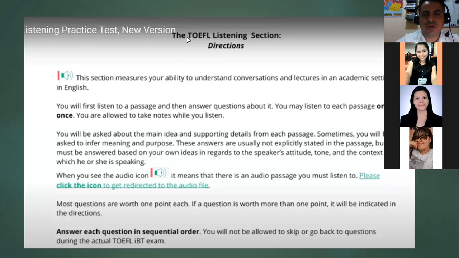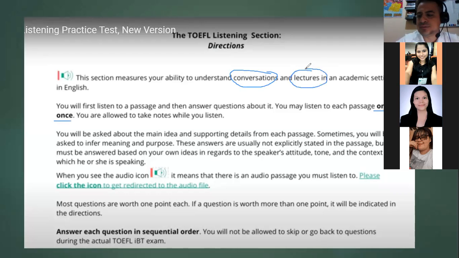So vale la pena solo recalcar algunas cosas. You can only listen to the passage how many times? Only one time. So you can only listen to the audio one time. Okay. What type of conversations? It can be conversations between students or between student and the professor, etc. Or it can be lectures.